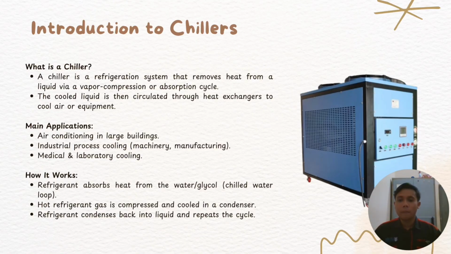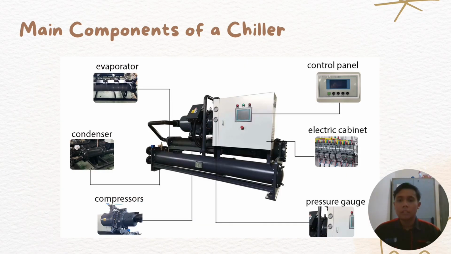So how does it work? Refrigerant absorbs heat from the water glycol chiller water loop. Hot refrigerant gas is compressed and cooled in a condenser. The refrigerant condenses back into liquid and repeats the cycle. The main components of a chiller are the control panel, electric cabinet, pressure gauge, compressor, condenser, and evaporator.